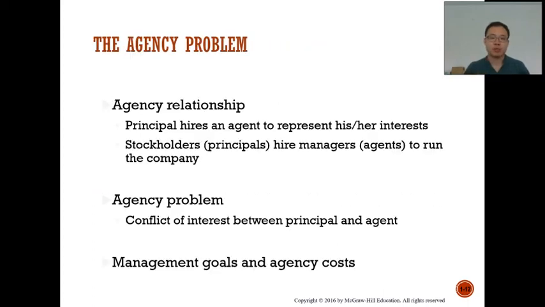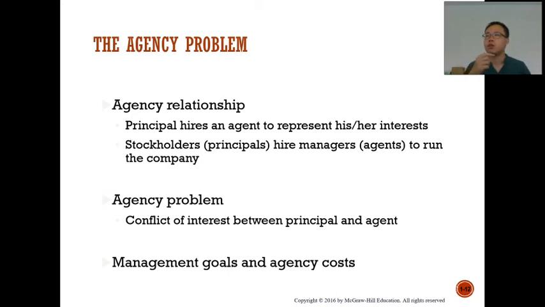Now we talk about the agency problem. This is within the corporation's or the company's management. Agency problem is one of the core concepts of corporate finance. Okay. The agency relationship arises when the principal hires an agent to represent his or her interest. Who's the principal? Who's the agent?